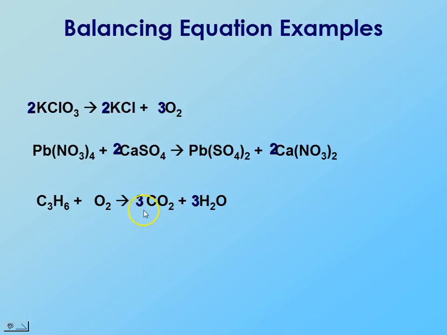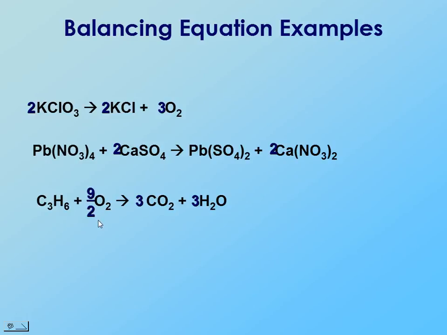I have 6 oxygens here in the 3 times 2, the 3 CO2s, and I have 3 oxygens here in the 3 H2Os. 6 plus 3 would give me 9 oxygens. What times 2 would give me 9 oxygens? Well, 4.5 or 9 halves. But we don't get to use fractions as our coefficients.